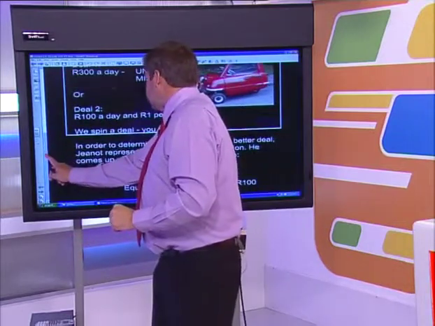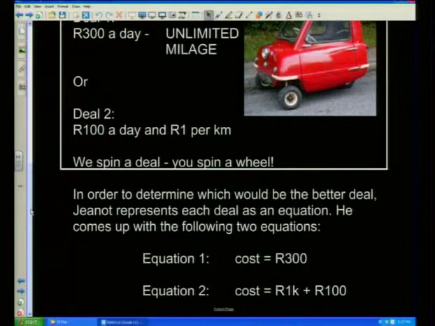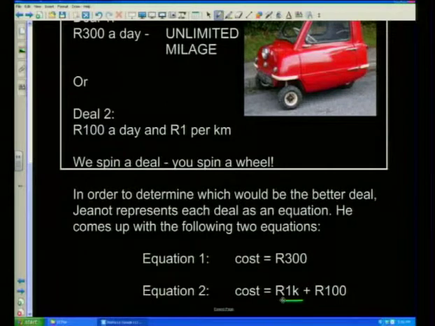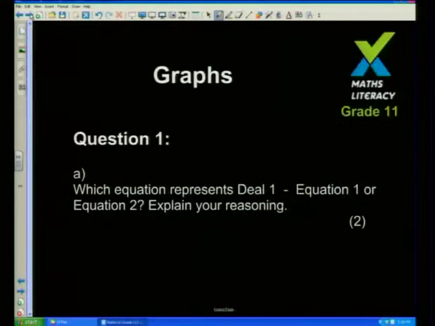Now let's have a look at the question. In order to determine which would be the better deal, Jono represents each deal as an equation. He comes up with the following two equations. Equation one, he says cost is equal to 300 Rand. And equation two, he says cost is equal to 1 Rand per kilometer plus 100 Rand. Now you'll notice from this then that he's saying 1 Rand K, R1K. In other words, 1 Rand times the number of kilometers. Okay, let's see what the question is going to tell us now.